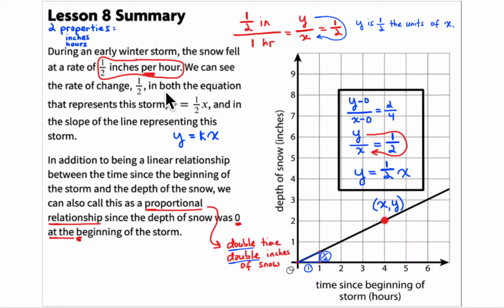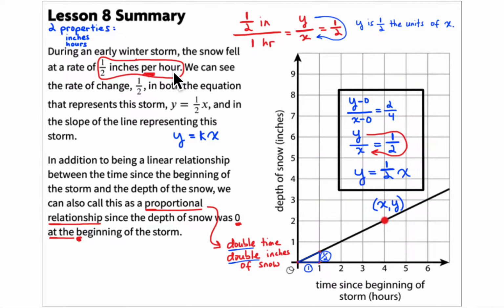So if you have a snowstorm and there are 0 inches of snow when the snow starts to fall, there's 0 inches of snow on the ground when the snow starts to fall. The way to start out with these problems is to write down what the properties are. So the two properties that are given to you in this problem are inches and hours.